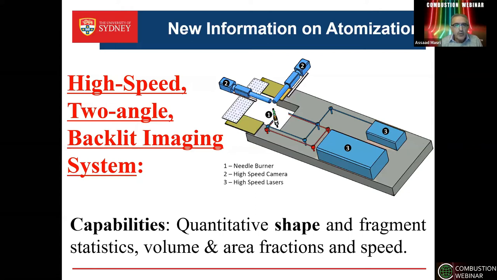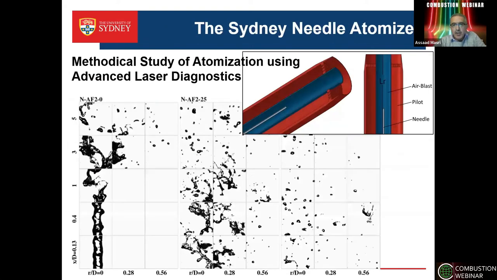So there's a number of techniques that are relevant and have been used for spray atomization. What we have focused on in our group is high-speed two-angle backlit imaging. Essentially, it's backlit shadowography that is initially used in single dimension, but we've extended that to two dimensions in order to bring about information about the fragment shape. And we've used it in pulsed modes at high speed in order to enable the rate of change of these fragments to be seen, as well as the velocity through double pulsed PIV or particle tracking. And I'll spend a bit of time on that, showing you some recent results.